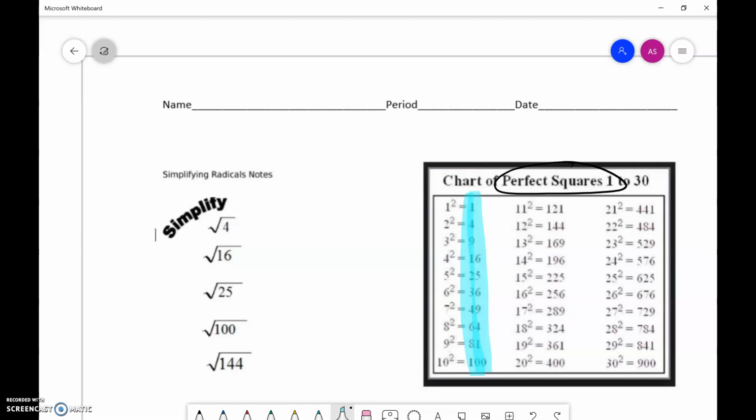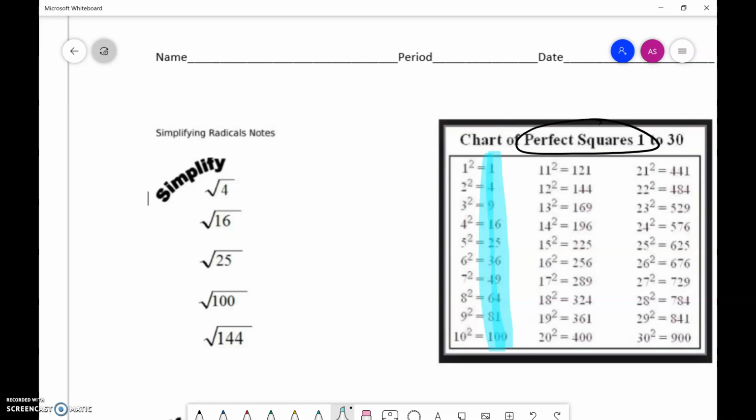We have 1 because 1 times 1. We have 4 because 2 times 2 is 4. We have 9 because 3 times 3. We have 16 because 4 times 4, so on and so forth. So I take a number, multiply it times itself, and that is a perfect square. When I find the square root of it, it's kind of like I'm just undoing it.